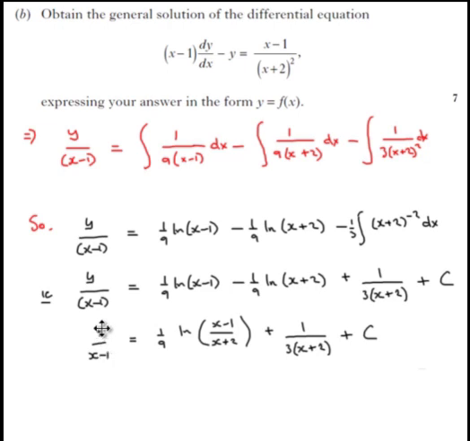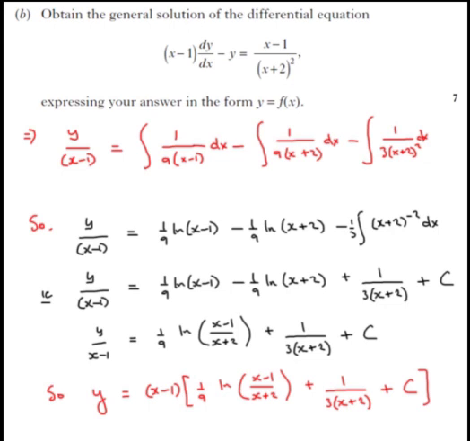Now this is y over x minus 1. To find what y is, we would take the x minus 1 and multiply it by the whole of the right hand side. And this is our answer, our solution to the differential equation.